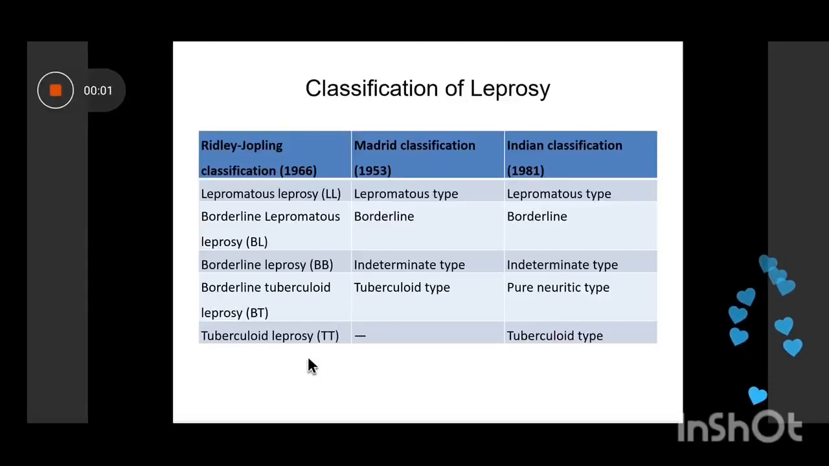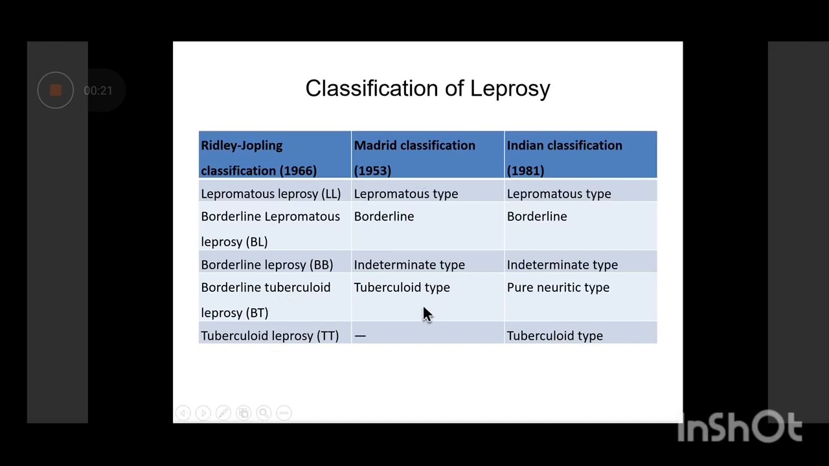There are two poles, tuberculoid leprosy and lepromatous leprosy, and everything else falls in between the two. So these are two poles. We have lepromatous leprosy, borderline lepromatous leprosy, that is your BL, then borderline leprosy, borderline tuberculoid leprosy, and tuberculoid leprosy.